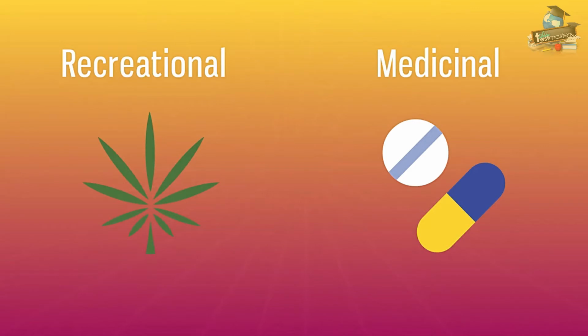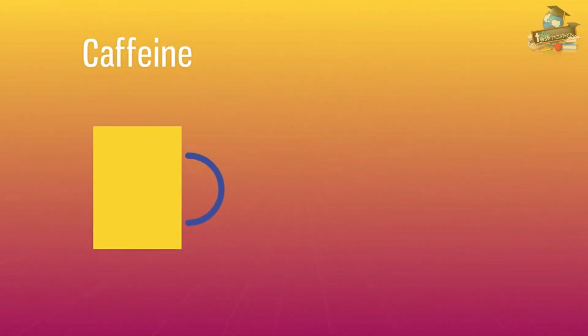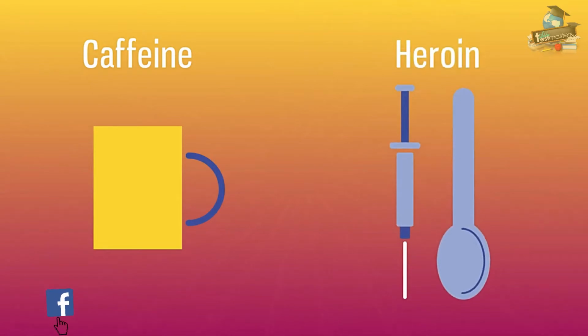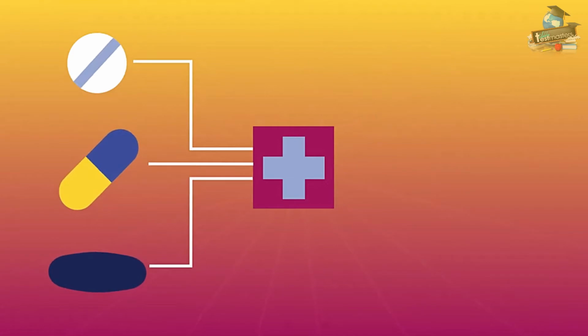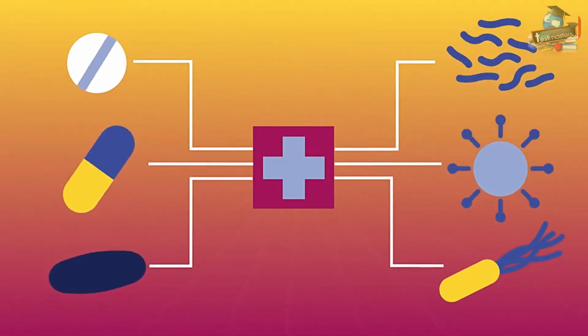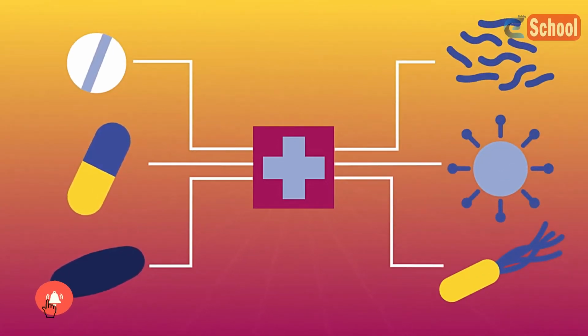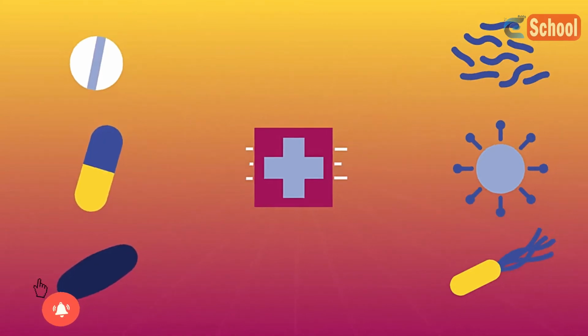Depending on the country, drugs can be legal, like caffeine, or illegal, like heroin in most countries. In this video, we'll look at how medicinal drugs or medications are developed to treat certain diseases. But first, let's be clear on what a disease is. You can pause the video again and see if you can come up with a definition.